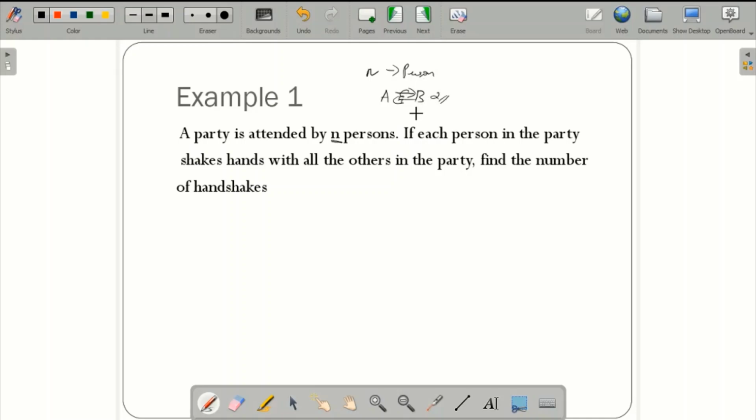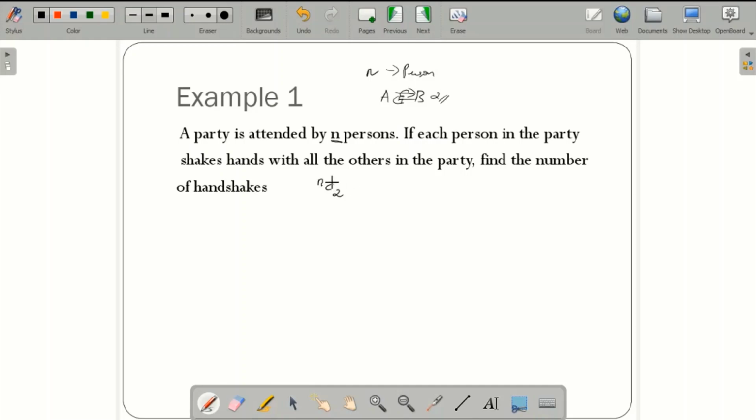If each person in the party, so there are n persons, if n persons shake hands, then there are two particular persons who will be shaking with all the others in the party. So find the number of handshakes. The number of handshakes will be nC2. Why 2? Since two people are involved while shaking hands.